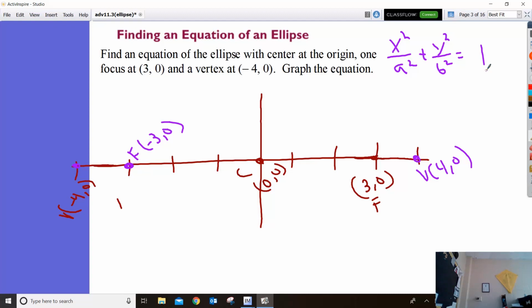Well, where do you get a? Vertices, right? That's a. This is 4. But do you want to use a positive or negative? Positive. I'm going to use positive. This gets me x squared over 4 squared plus y squared over b squared is 1. To actually finish the equation, all I really need to know is b. Right? How do I get that? b squared is a squared minus c squared.